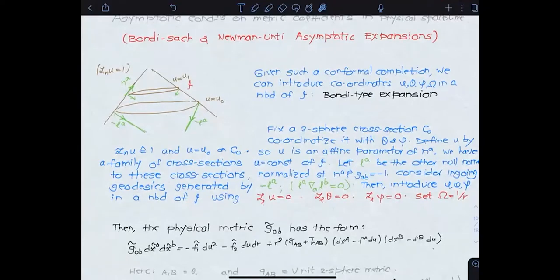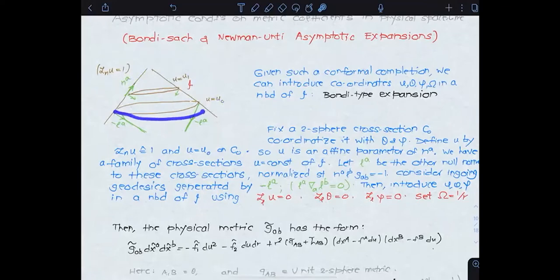So what do we do? Supposing you give me some cross section. So this is a new input I have to put in, and that is why the coordinates have a certain amount of arbitrariness. But you can check that everything you do doesn't depend on this choice of the initial cross section. If you choose the initial cross section u equal to u naught, then you can define u equal to u1, u equal to u2 cross sections, because u is just given by n^a grad_a u equal to 1. That defines the u coordinate everywhere.